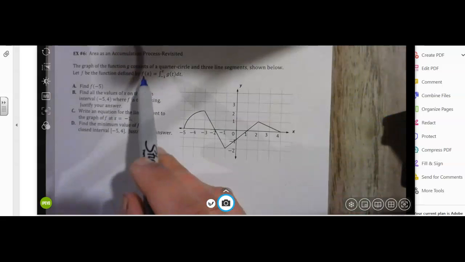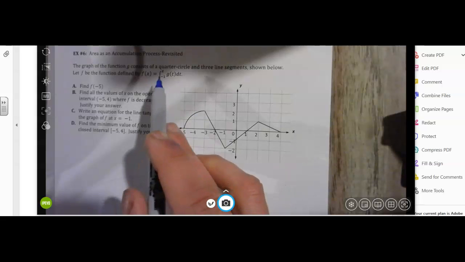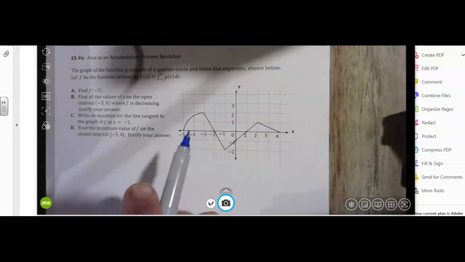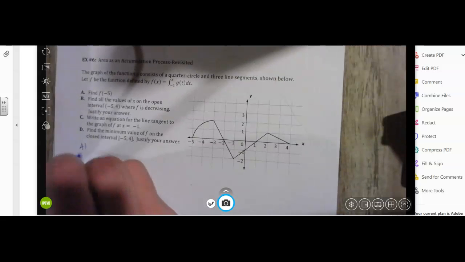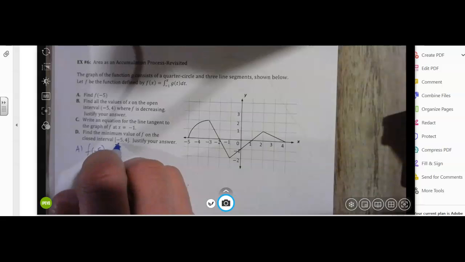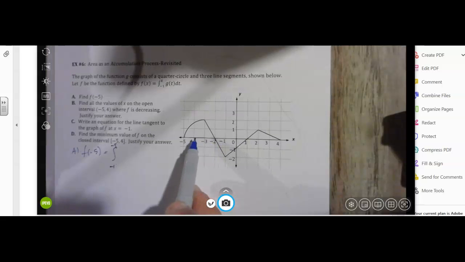Number 6, f of x is defined to be the integral from -1 up to x, so our function's the upper limit. So this is the accumulation process revisited of g of x. So we have an unknown value right there. We're asked to find f of -5. So part A, find f of -5. Well, f of -5 is going to equal the integral from -1 to -5. So be careful because we're going this way. That's what f of means. So it's the accumulated area from -1 to -5.